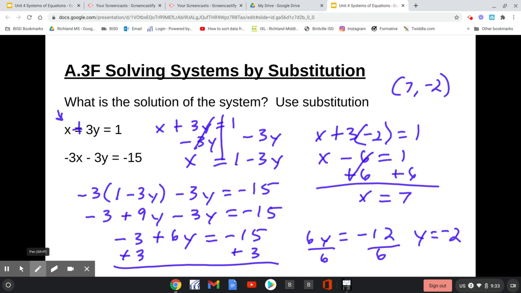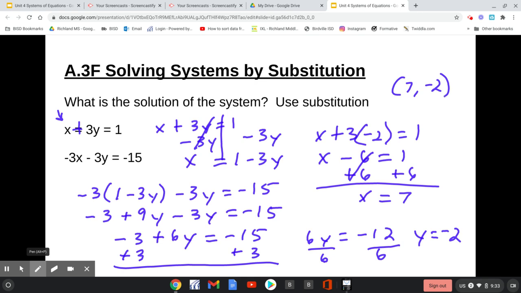And I am not even going to put this into slope-intercept form to check it. I already know it's right. It worked. You can substitute in, well, I'll show you how to check it. Let's do it this way. This is how you can check your problems and you'll always get them right.